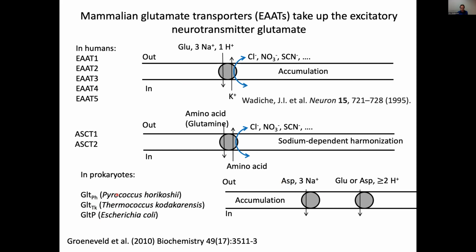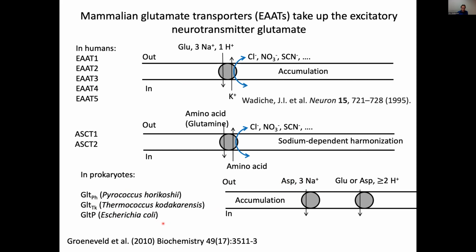These transporters have very similar properties to the mammalian ones, but in terms of cation coupling, they are simpler. So the archaeal ones, Pyrococcus and Thermococcus, co-transport aspartate, not glutamate, with 3 sodium ions, and they don't co-transport with a proton or counter-transport a potassium ion. And some of the other ones are not sodium coupled, but proton coupled, but I won't talk about that.